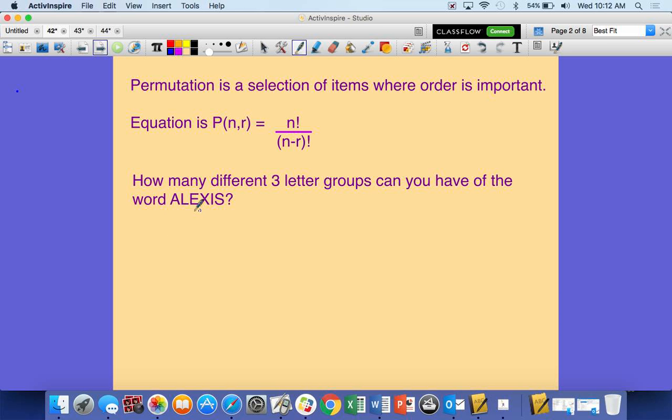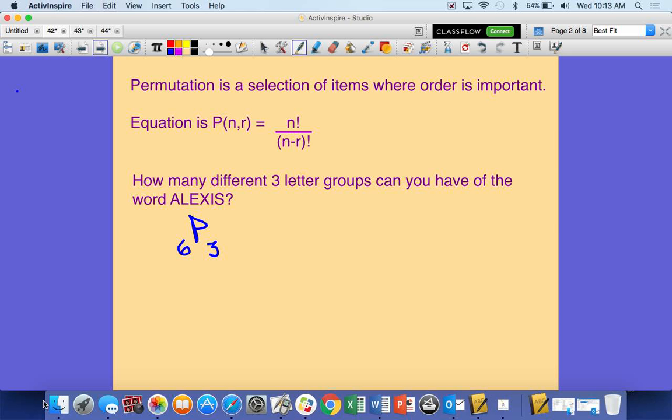So, if we count up all of our letters here, we have 6 letters. I'm going to write this just a little bit differently. I'm going to put my P in the middle, and then I'm going to put this N. N always comes first, so I'm going to put the 6 out front. And then we've got to find what our R is. Our R is how big of our groups do we want here? Well, it says we want 3-letter groups. So we can grab that and set it up that way.